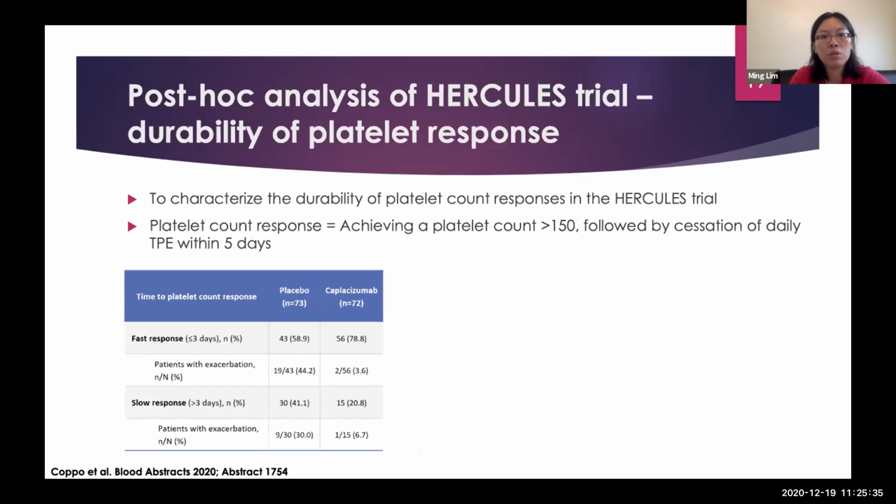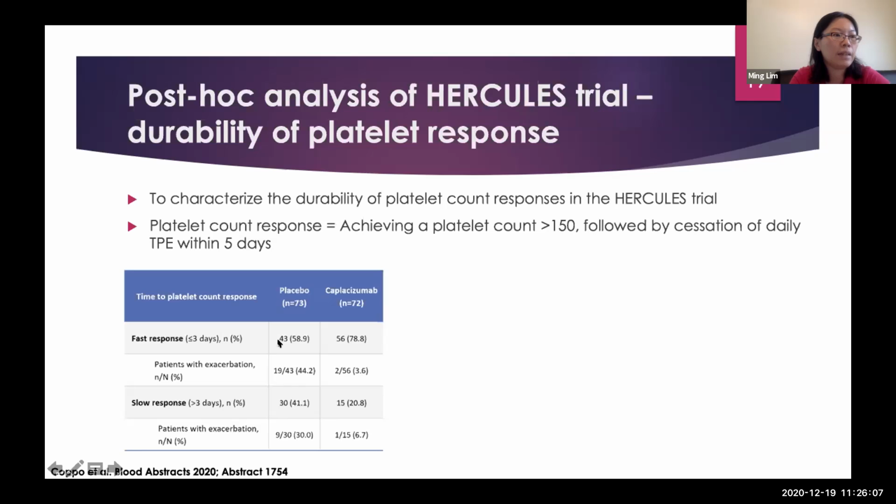They had a second post-hoc analysis that looked at the durability of the platelet response. What they did in this is they set out to characterize the durability of platelet count response in the HERCULES trial. Here they define the platelet count response as achieving a platelet count greater than 150, followed by cessation of plasma exchange within 5 days. And they define these patients based on fast platelet response or slow platelet response. Fast is less than 3 days, and slow is greater than 3 days.